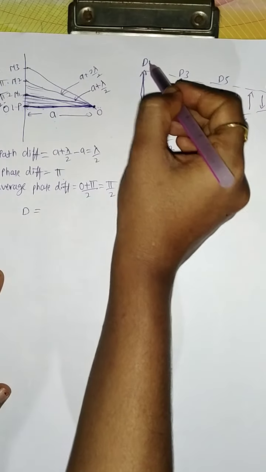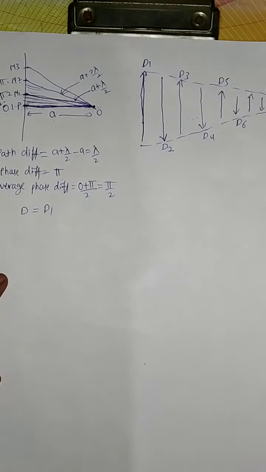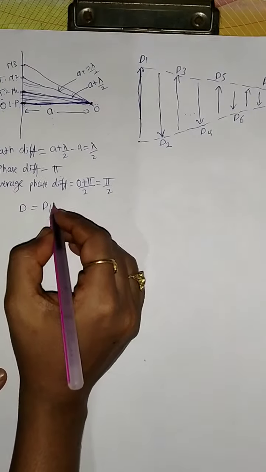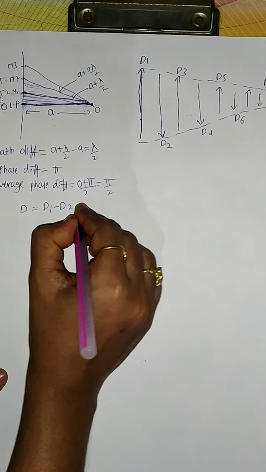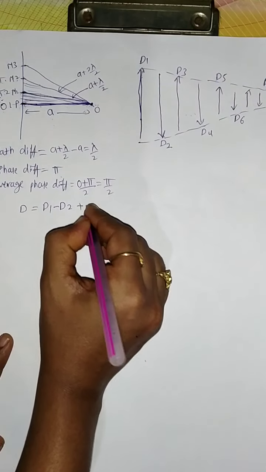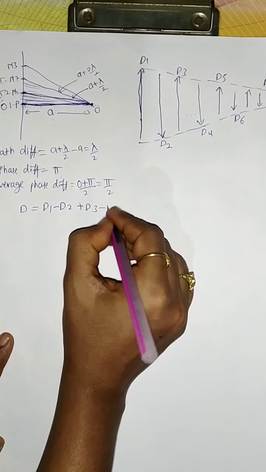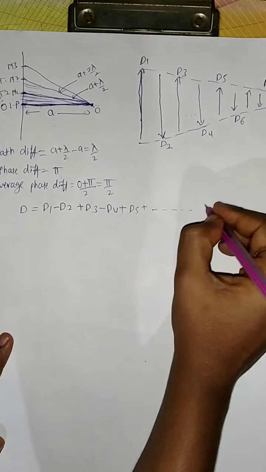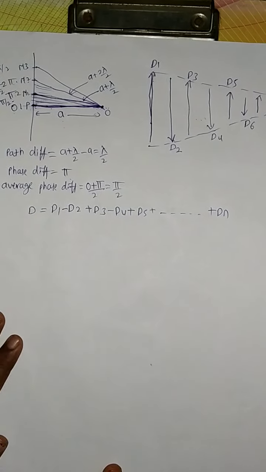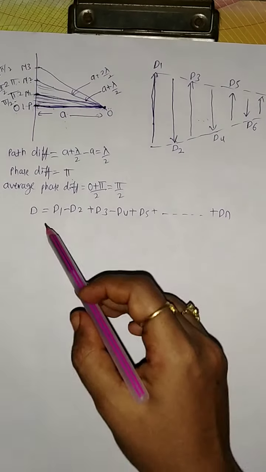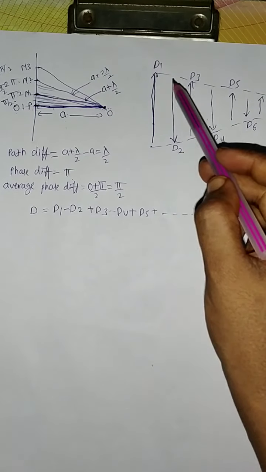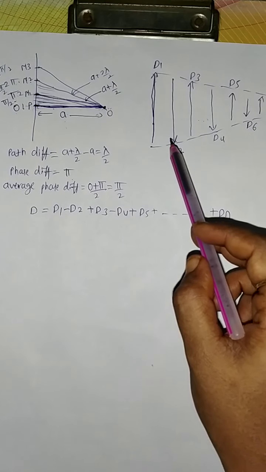See, as the first is positive, I'll write it as D1. But the second zone is negative, so I'll write it with minus D2. Again, D3 will be positive, plus D3. Next, D4 will be negative, plus D5, and so on up to Dn. I hope you understood why it is positive and negative, because of the phase difference of pi. So if the first zone is positive, the second zone will be negative. Like that it will go.